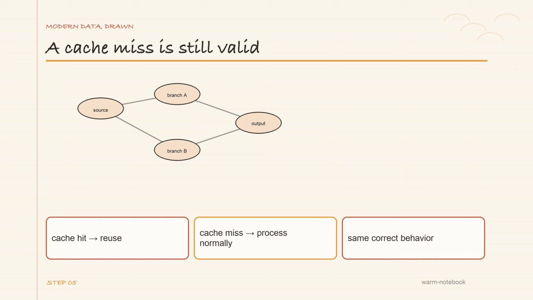Cache hit leads to reuse, then cache miss leads to process normally, then same correct behavior.